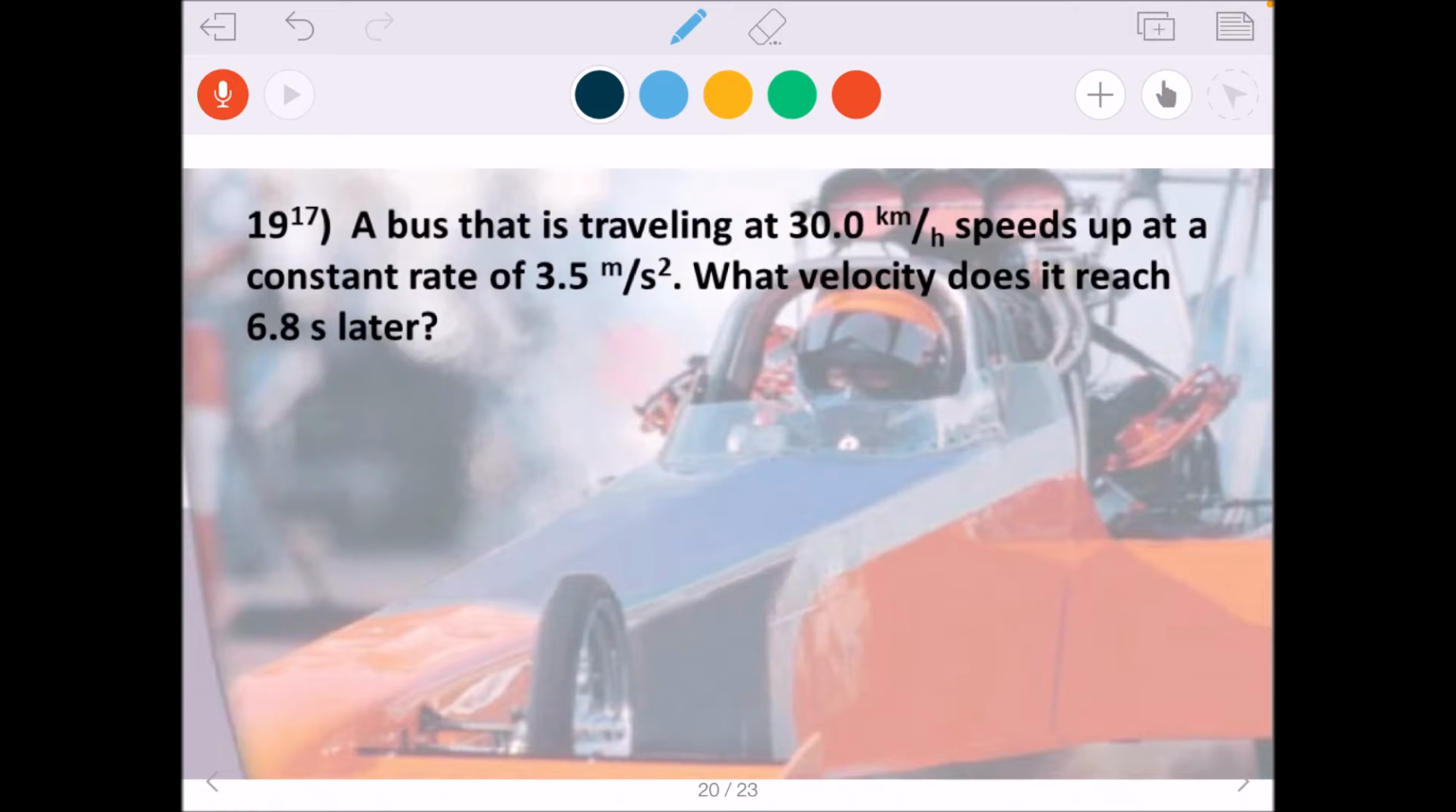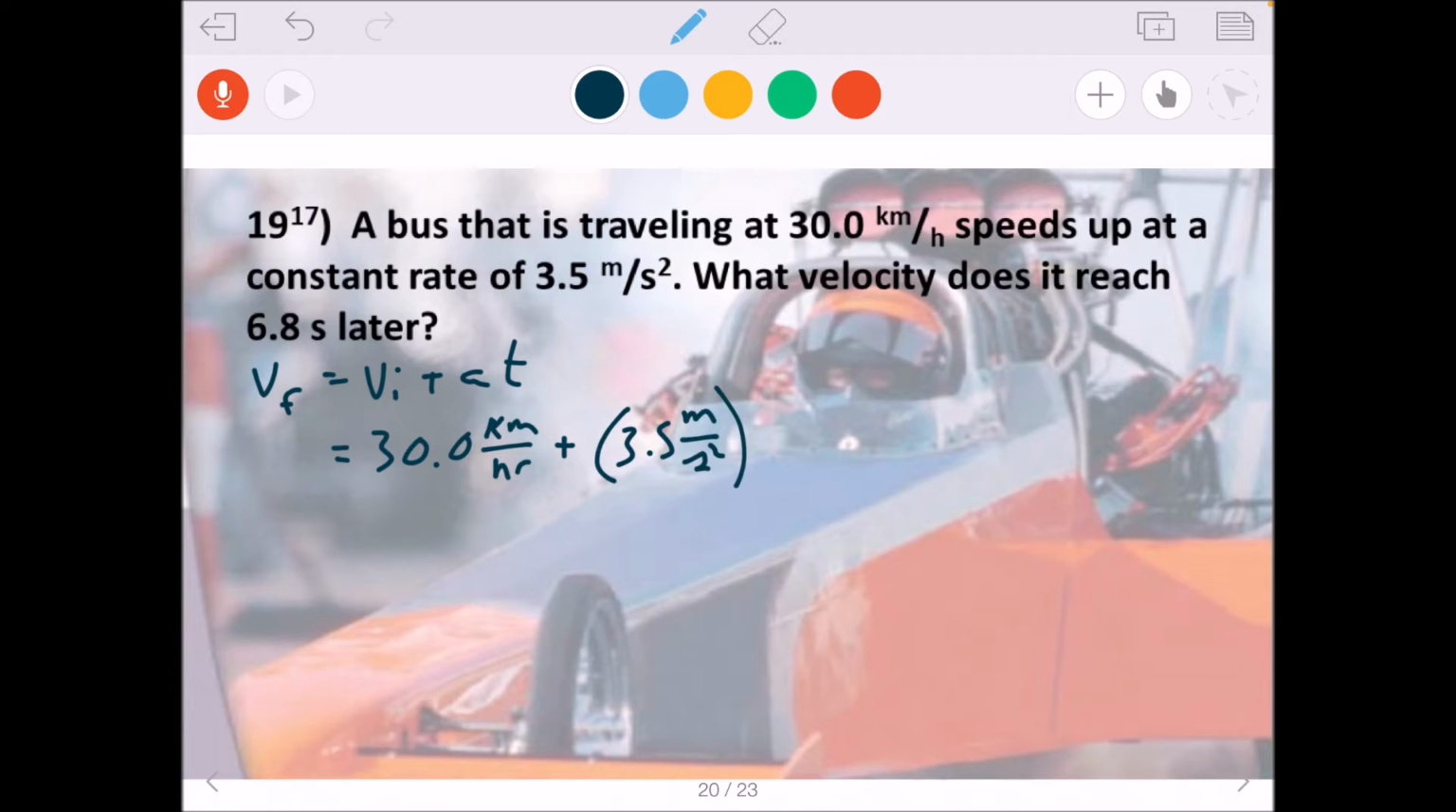A bus that is traveling at 30 kilometers per hour speeds up at a constant rate of 3.5 meters per second squared. What velocity does it reach 6.5 seconds later? So I'm going to use the formula: final velocity is equal to my initial velocity plus acceleration times time. In this particular case, my initial velocity I'm going to keep in kilometers per hour. My acceleration is 3.5 meters per second squared, and it's going on for 6.8 seconds.